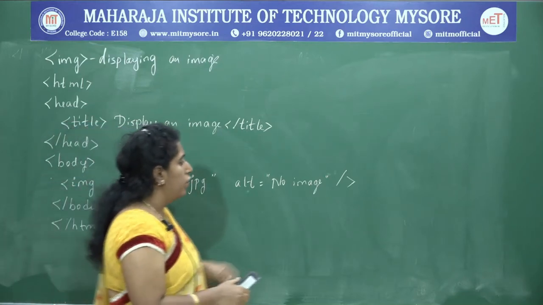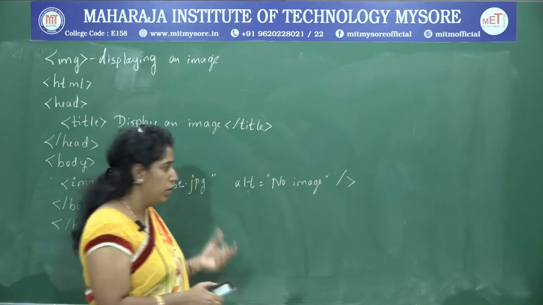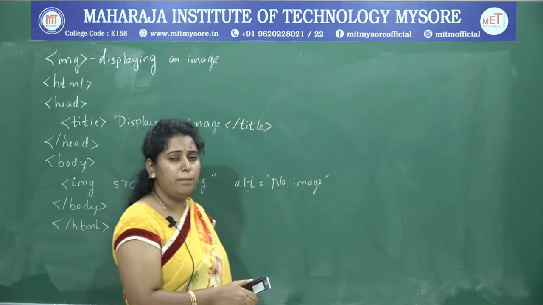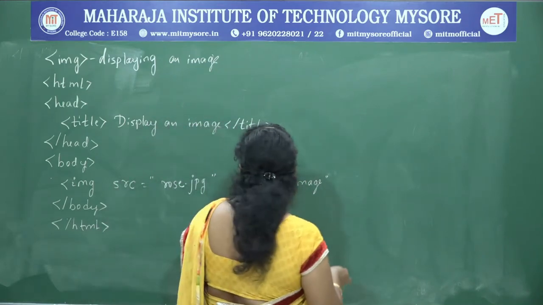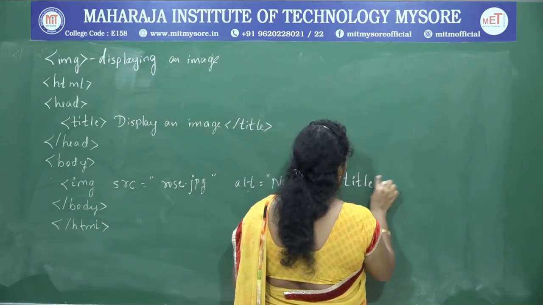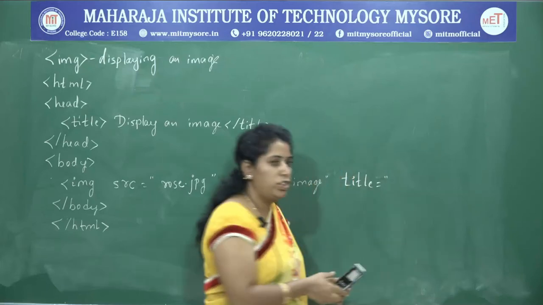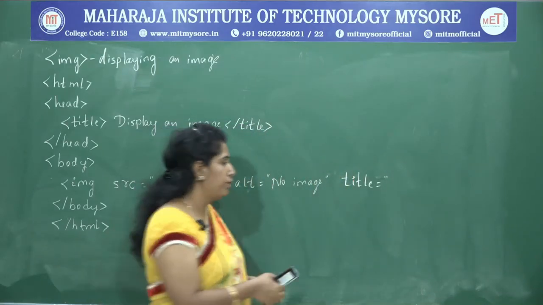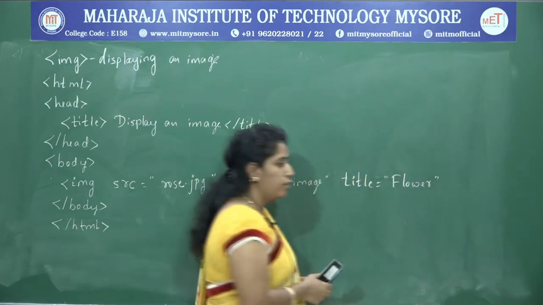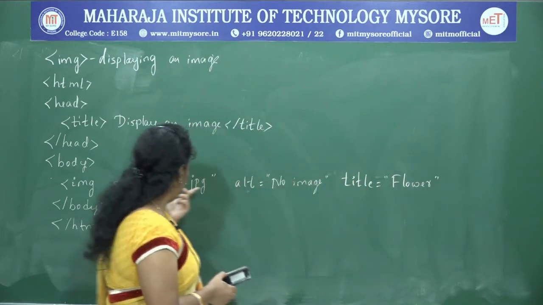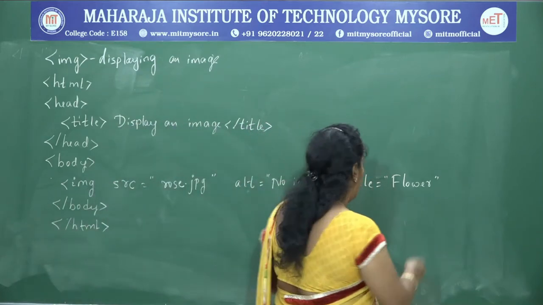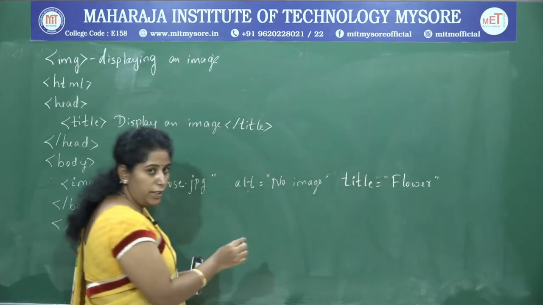rose.jpg. Along with these two attributes, there are a few more attributes that can be used to make an image more presentable. How? Title. Title is an attribute which gives a caption to an image. For example, I can give the title as flower. So when you print this image, the title will be flower. Along with that, I will continue in the next line.